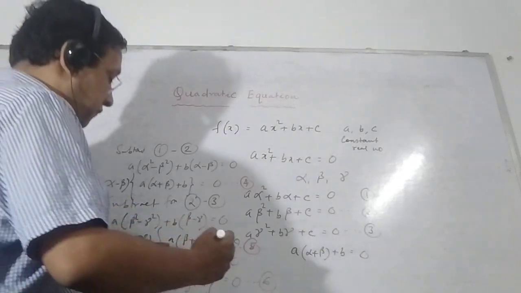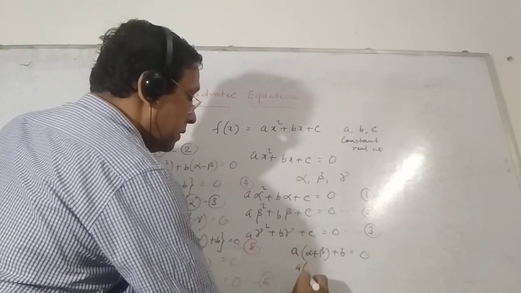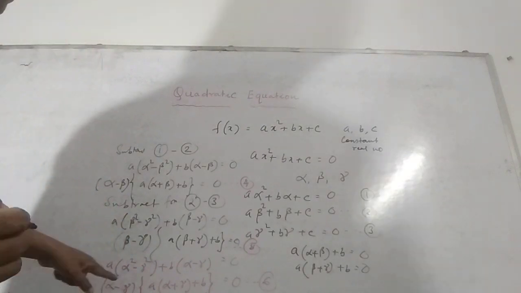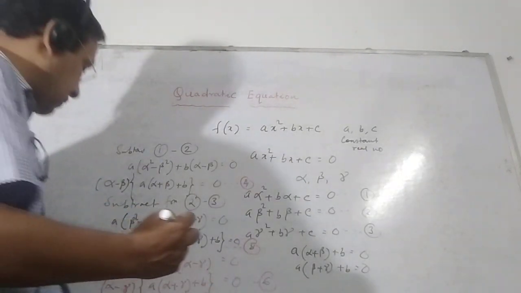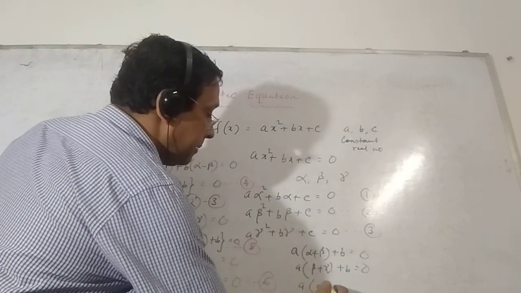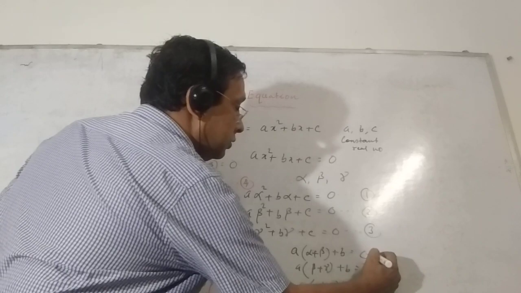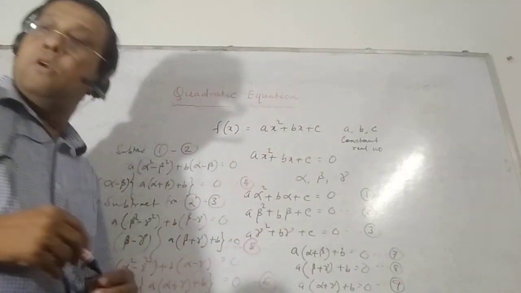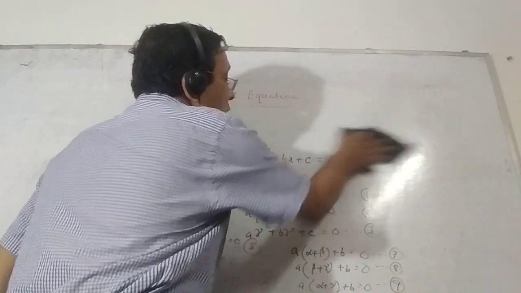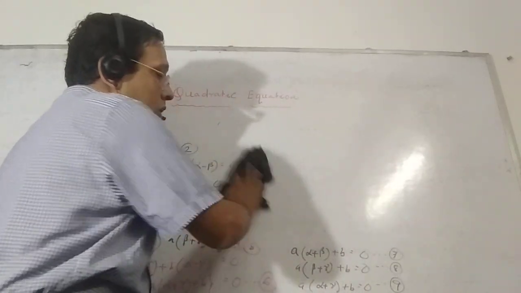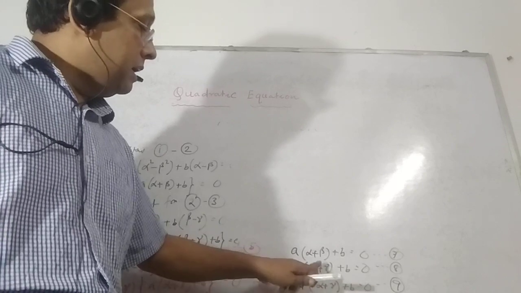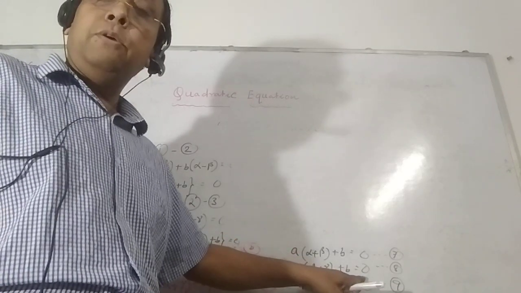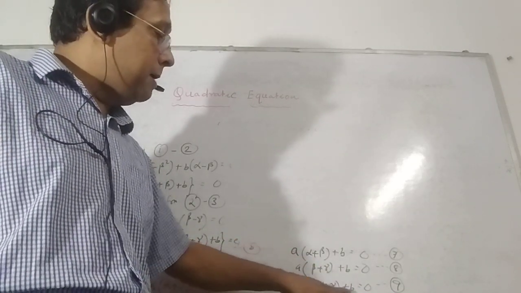Similarly, from 5 I can write a into beta plus gamma plus b is equal to 0. Similarly, from 6 I can also write that a into alpha plus gamma plus b is equal to 0. This is equation number 7, this is 8, and this is 9. So once we understand this, from now concentrate, children, on these three equations: a into alpha plus beta plus b is equal to 0, a into beta plus gamma plus b is equal to 0, and a into alpha plus gamma plus b is equal to 0.